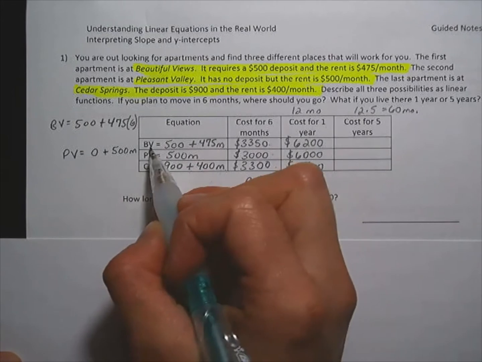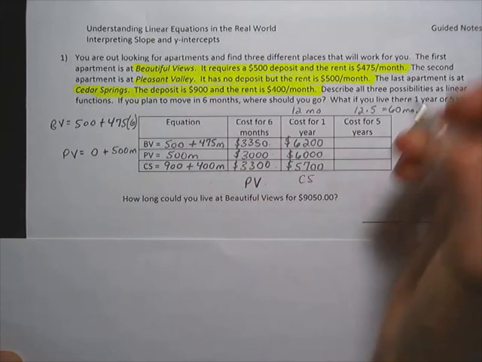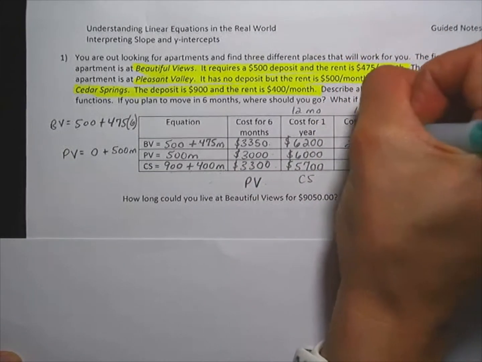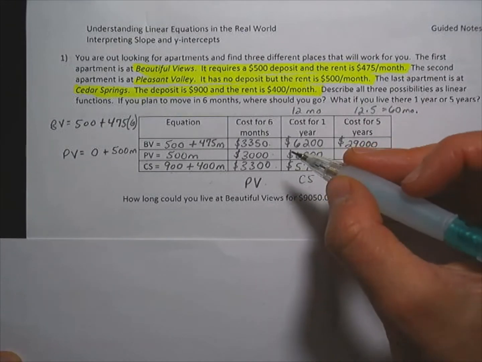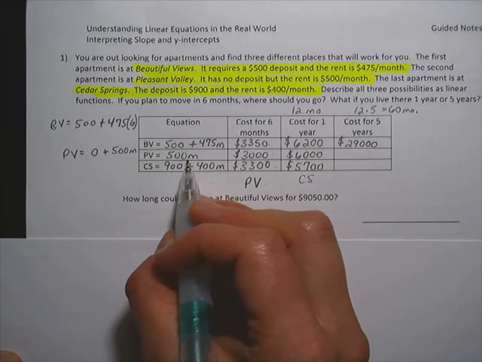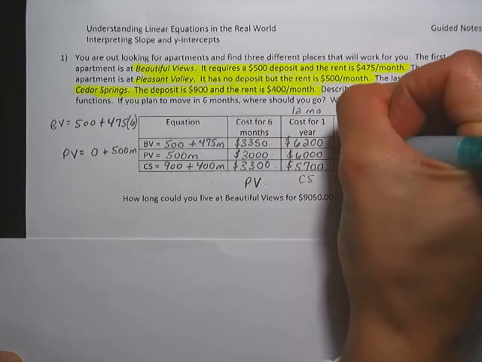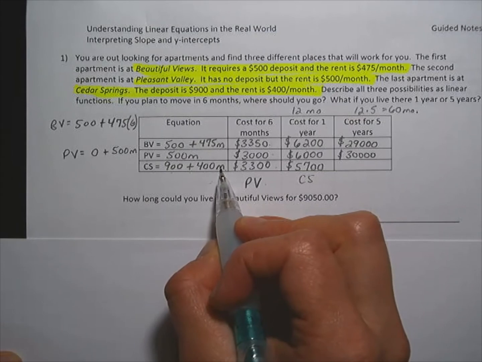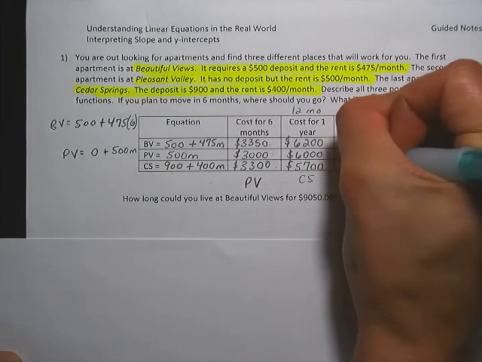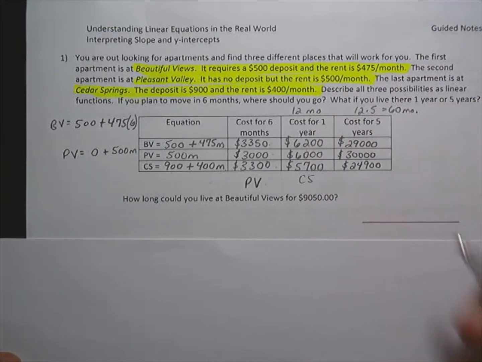If I did it for Beautiful Views, I would have paid $29,000 at the end of the 5 years, or the 60 months. If I lived at Pleasant Valley, I took 60 and plugged it in for M in this equation, and I ended up getting $30,000. And when I plugged the 60 into this equation, I ended up getting $24,900.